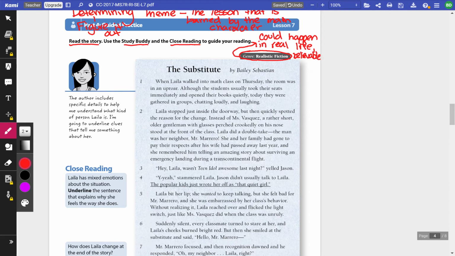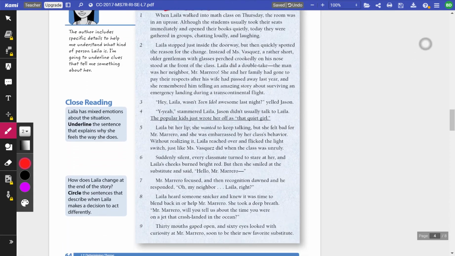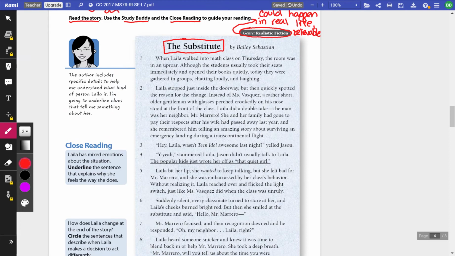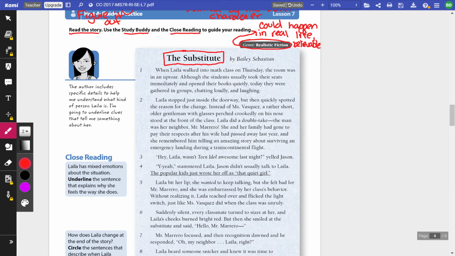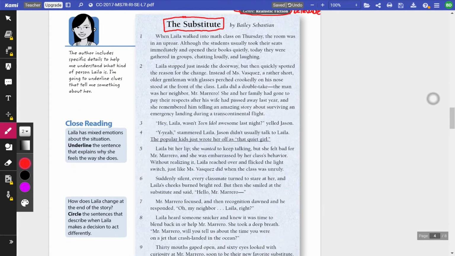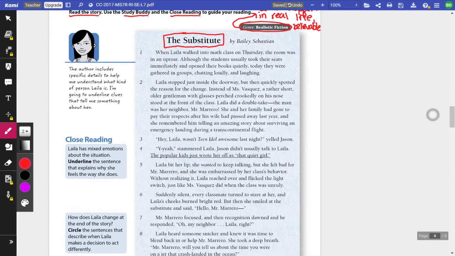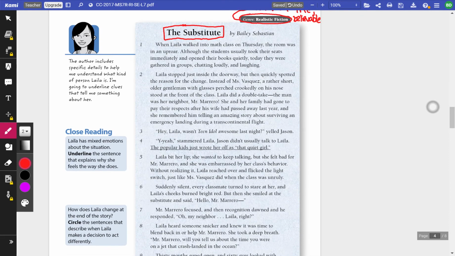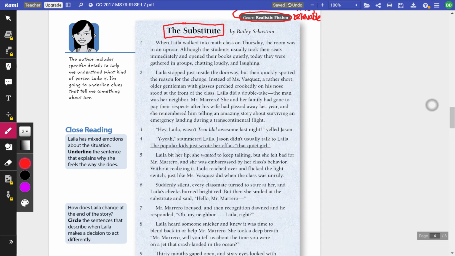The title of this text is The Substitute, and it's by Bailey Sebastian. So let's go ahead and box in the title of our story. The paragraphs are already numbered for us. We have 9 paragraphs. Before we look at our study buddy that's out to the side, I want us to read the text once together, and then we're going to go back and look at the study buddy and the close reading. So let's read the text one time together first.